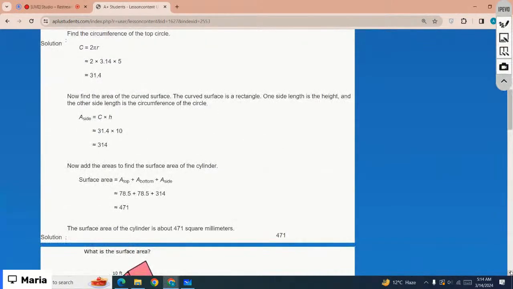Got it? So the basic thing here is whenever we have to calculate the surface area of the cylinder, you have to calculate the area of the top and the area of the bottom. They must be the same, right? Then you have to calculate the area of the side. So for the area of the side, you need the circumference. Calculate the circumference and then multiply it by the height of the cylinder. Got it? Add up all the areas, that would be the surface area of the cylinder.